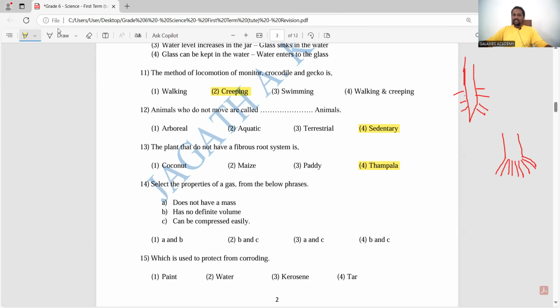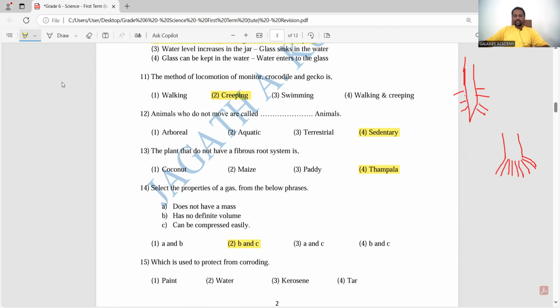So what is the correct answer for this question? B and C are correct, no? There are two positions you can see, B and C. So the correct answer is B and C, right? This one you can mark. Number 15. Now let's go to the 15th question.